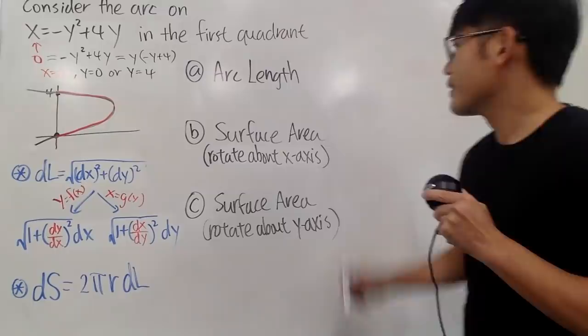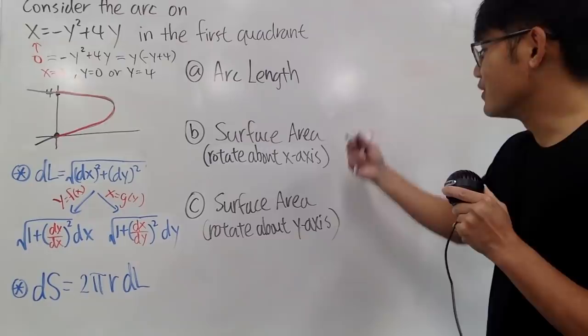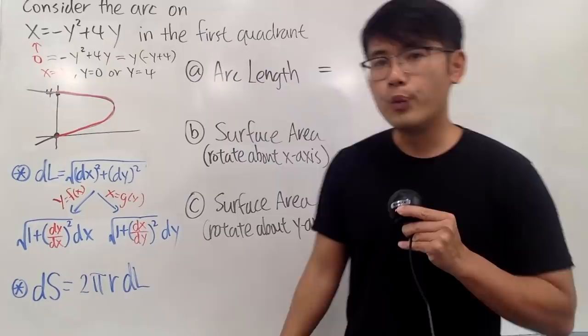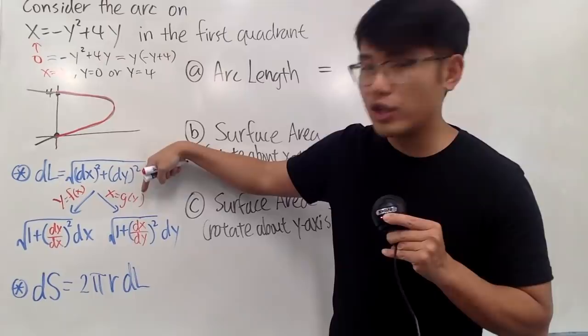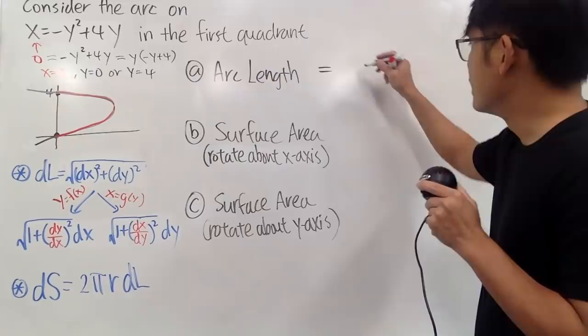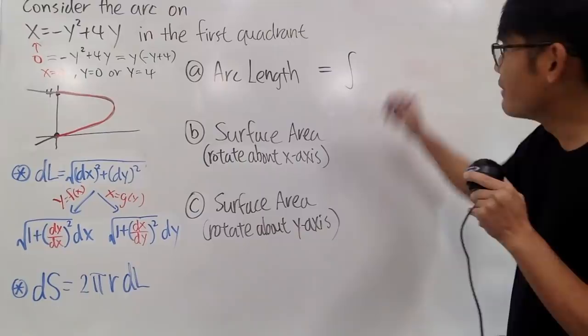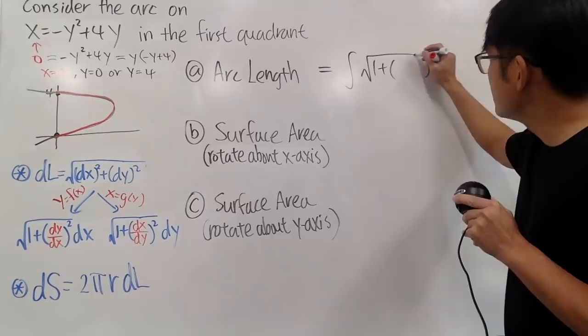Here we go. Let's find the arc length first. Well, again, there are two versions. This time, we will have to use this version because we have x given as a function of y. So use this version for it. So let's go ahead, put on the integral sign, add up all the little dls, right? And we have the integral of the square root of 1 plus parentheses, okay, I need dx dy now. Well, let me write it down right here for you guys.